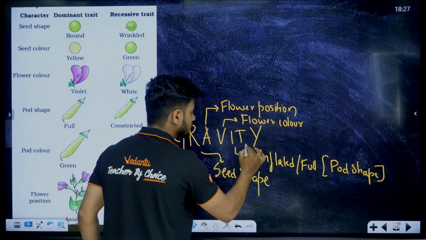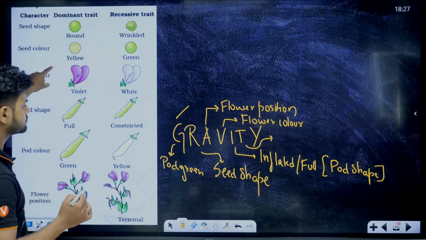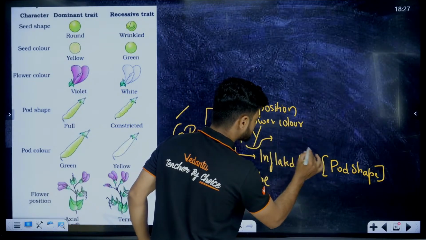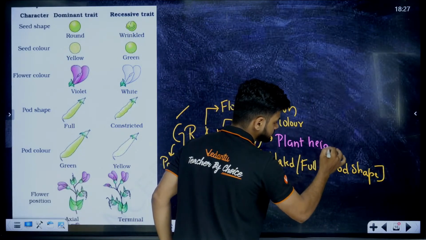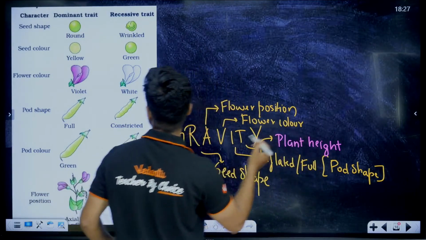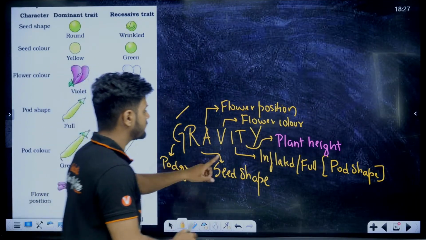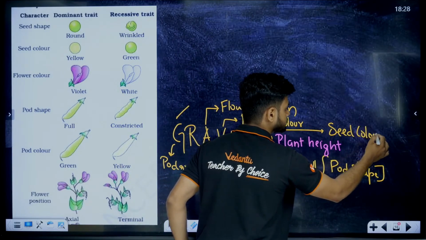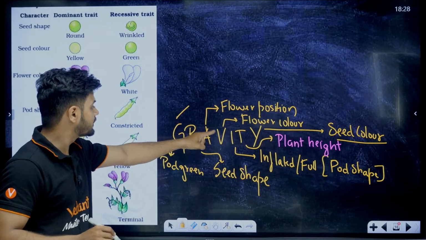Then we have T. T is not given here, that is your plant height. Plant height is not given here, so I am writing it separately. Plant height, that is going to be tall. What about Y? Y is the last one, that is your seed color. Seed shape is there, then we have seed color. So all of these are nothing but your dominant characters.